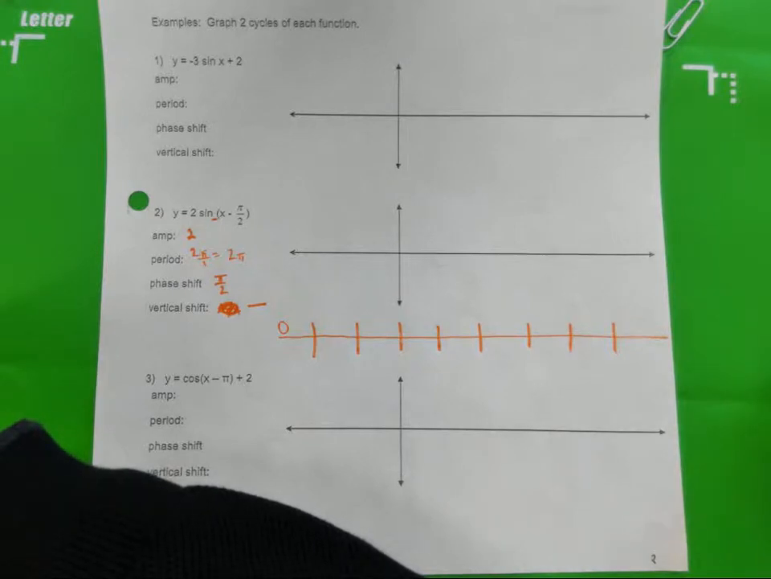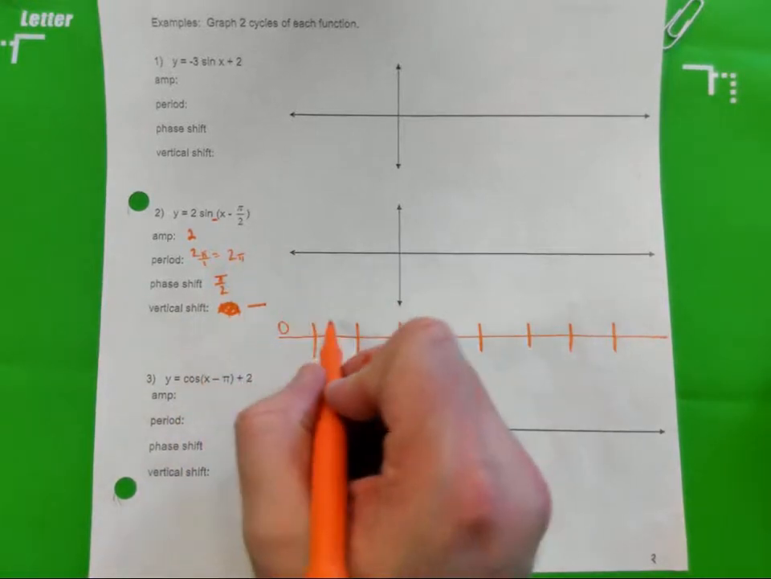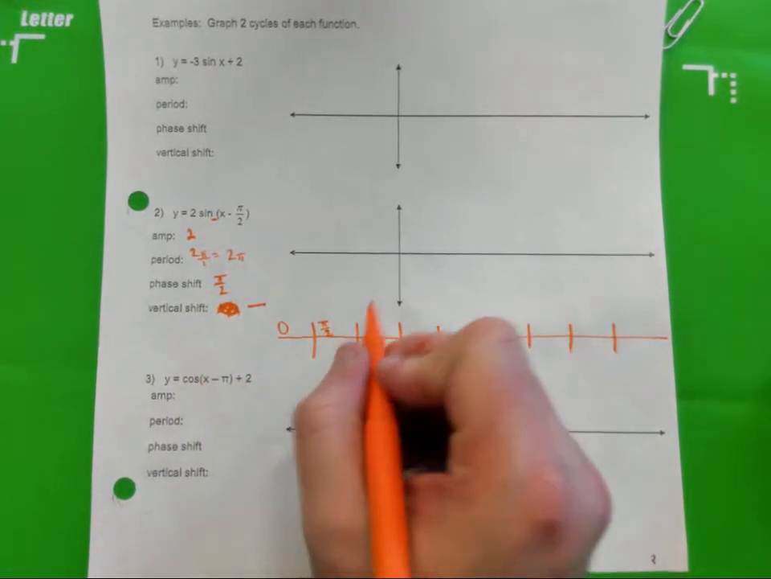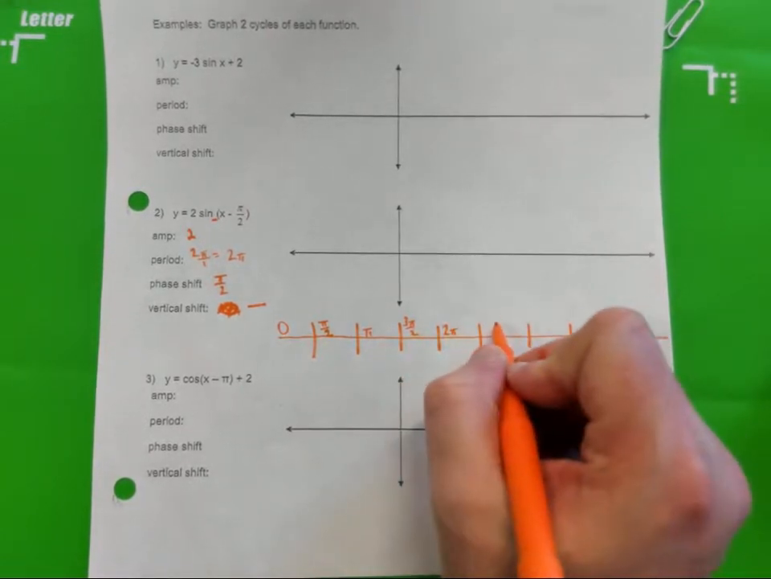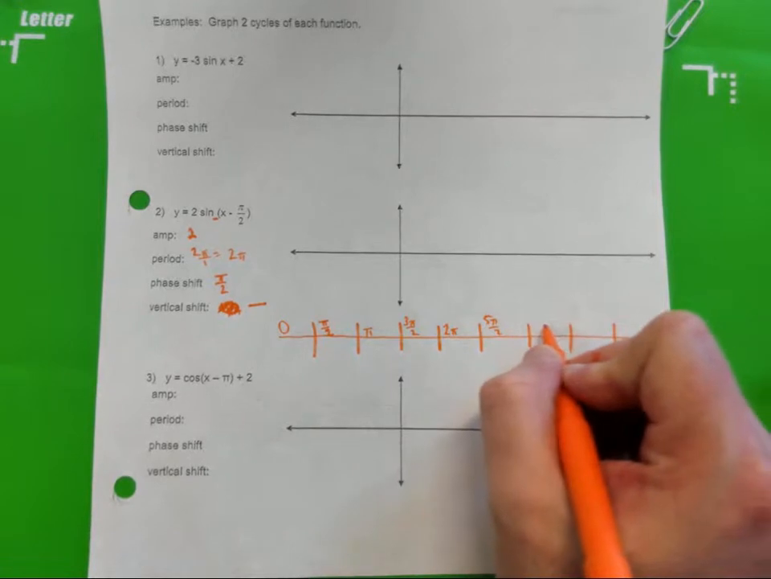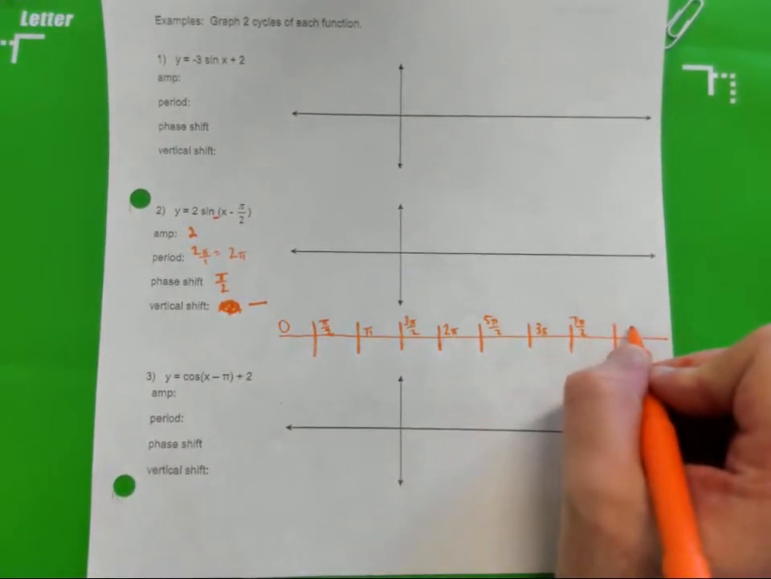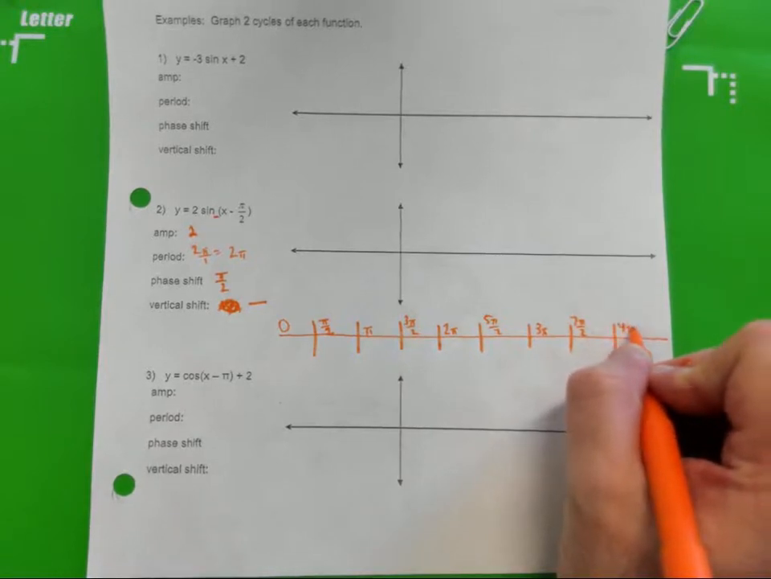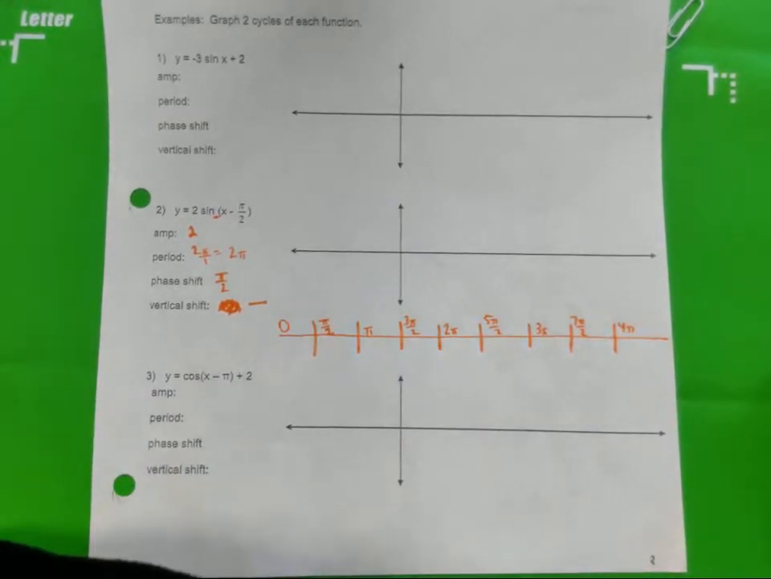Okay? Now, how do I find my x coordinates? I take my 2 pi and divide it by what? 4. So that's going to be pi over 2, pi, 3 pi over 2, 2 pi, 5 pi over 2, 6 pi over 2, 7 pi over 2, 8 pi over 2. Are there any questions on how I came up with those yet? Those are just my x coordinates if I was just graphing.